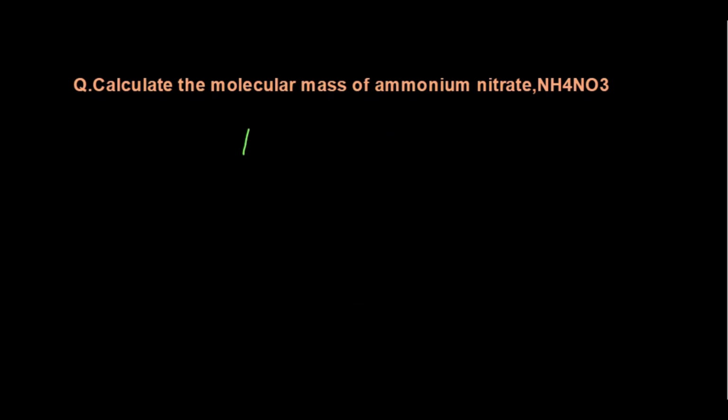The next question is, calculate the molecular mass of ammonium nitrate. The molecular formula of ammonium nitrate is NH4NO3. With the help of this molecular formula, we will calculate the molecular mass of ammonium nitrate. Atomic mass of nitrogen is 14 atomic mass unit, plus atomic mass of hydrogen is 1 atomic mass unit.